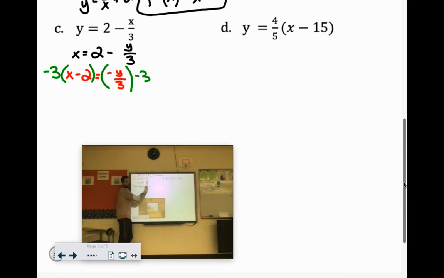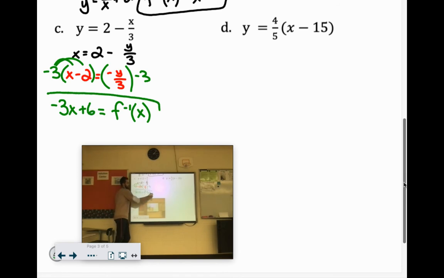We want positive y, so we can get rid of the negative by multiplying by negative 3 on both sides. So the right side would just say y equals, which we're going to use our inverse notation for. Over here, we distribute that negative 3. Negative 3x plus 6.